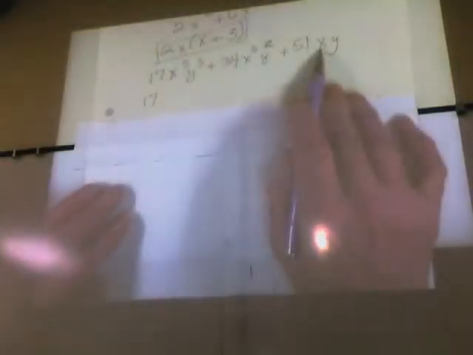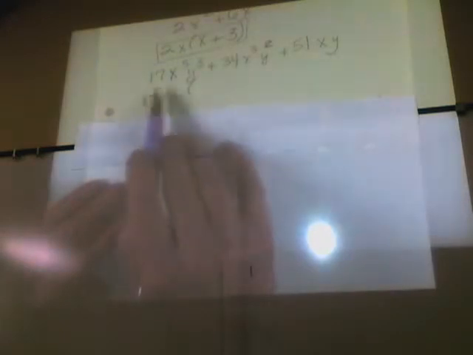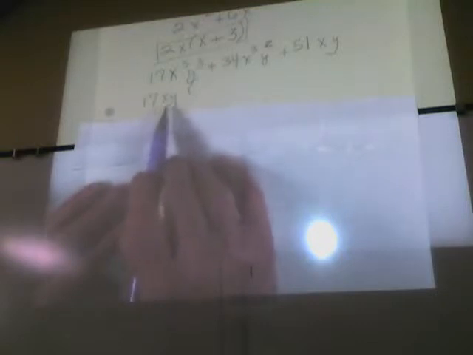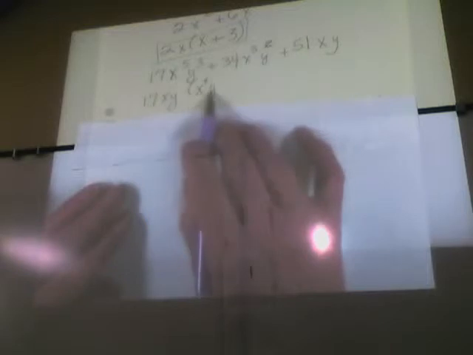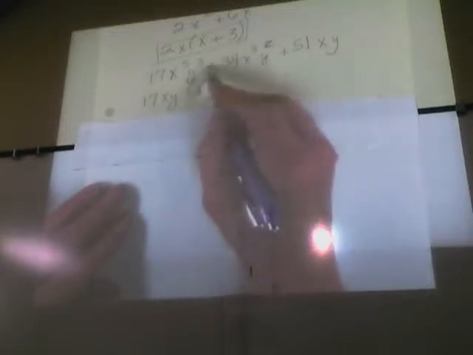Now, what's the smallest exponent of x? 1. It's just x, and the y will also just have 1, right? So 17xy is our greatest common factor. What do we multiply the 17xy by to get this? 17 we already have. How many more x's do we need? 4 more x's. How many y's do we need? There was 3, so we need 2 more. Put the plus.